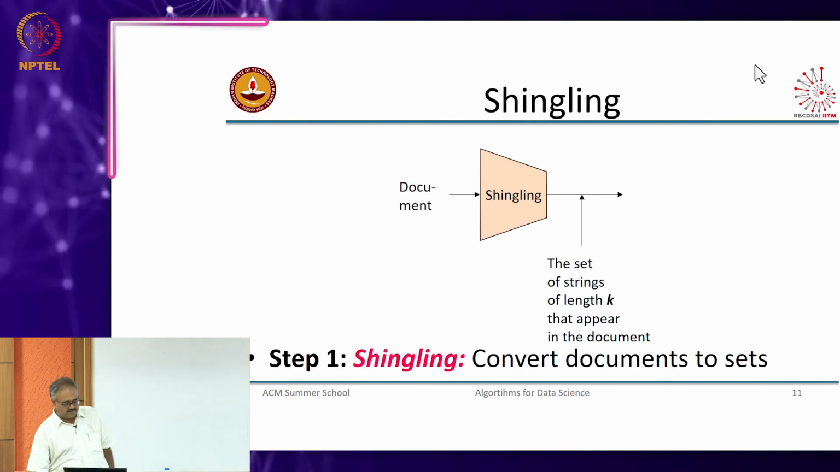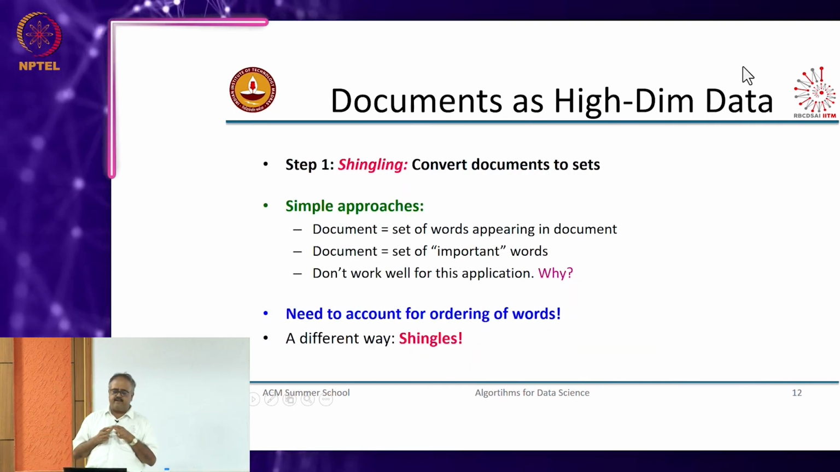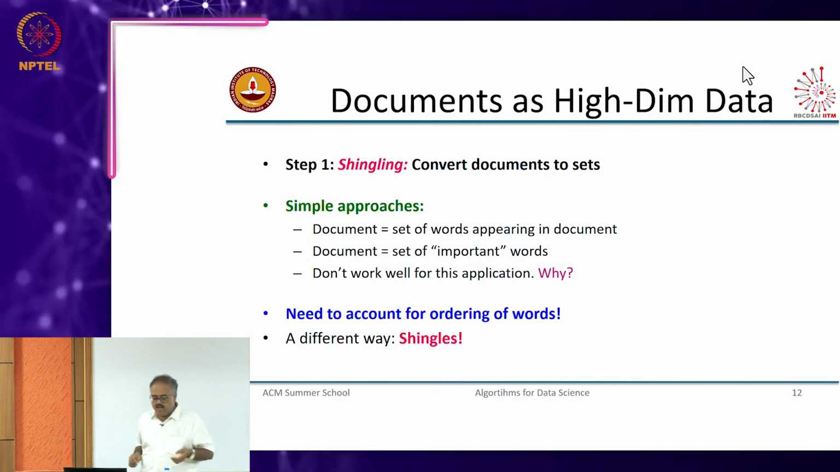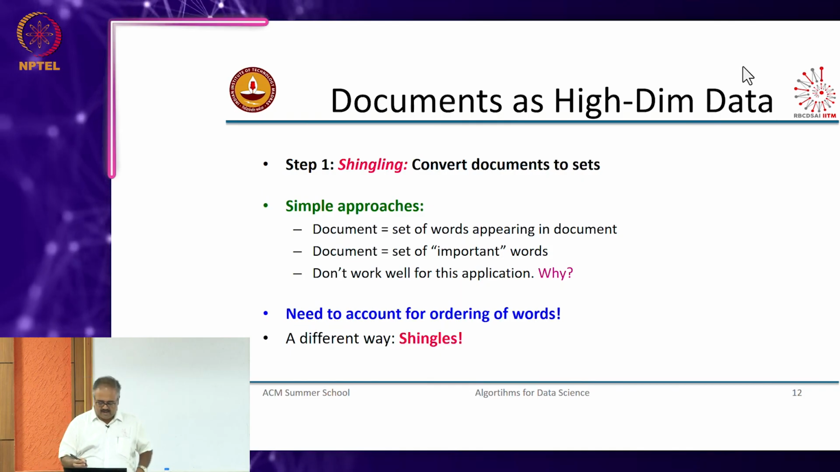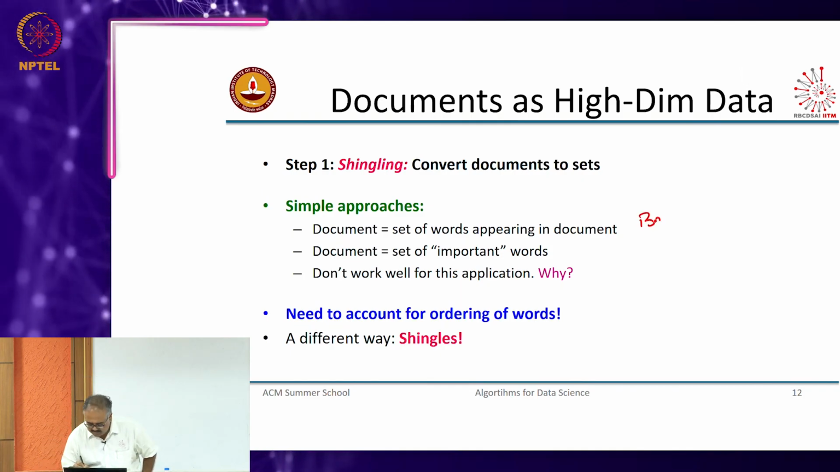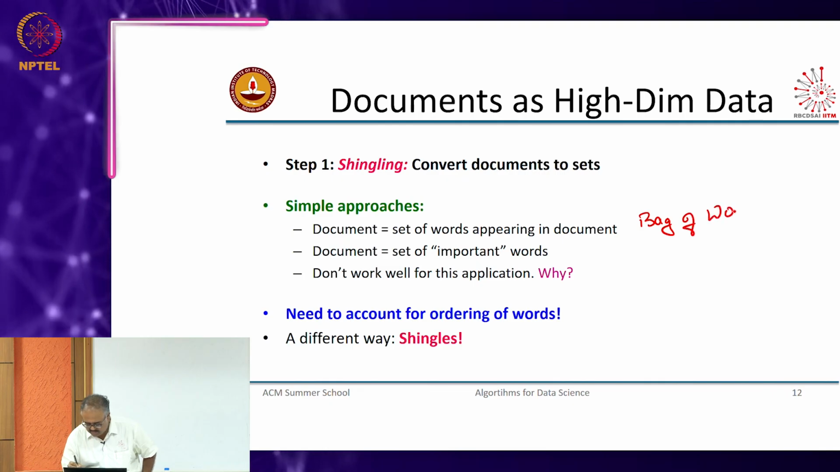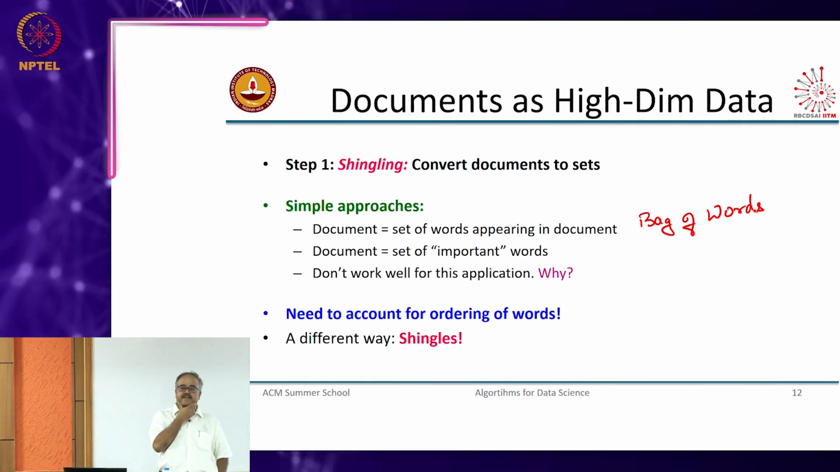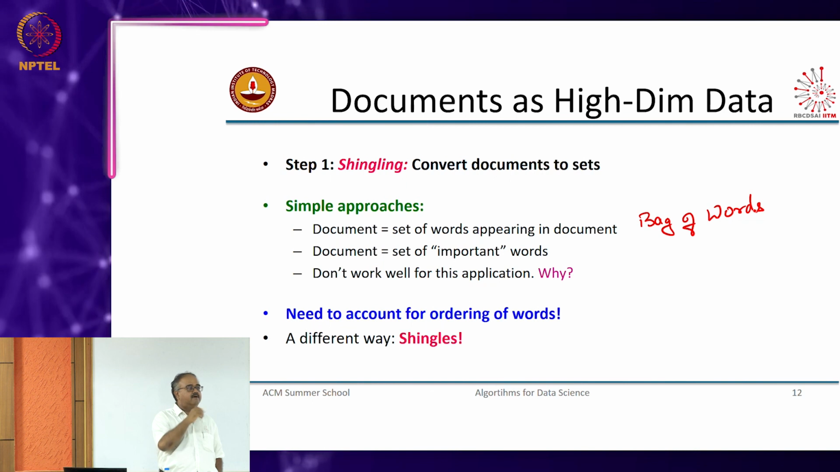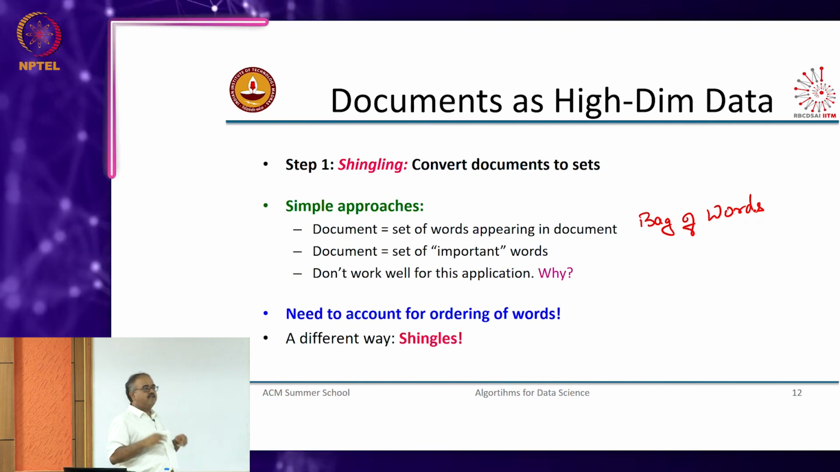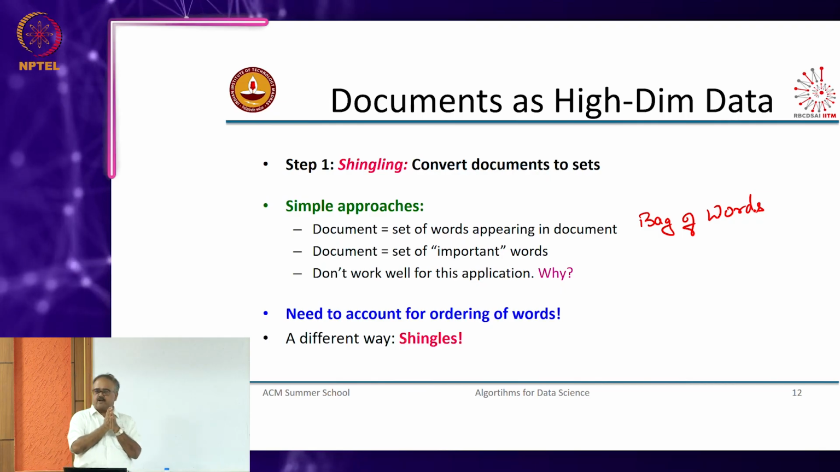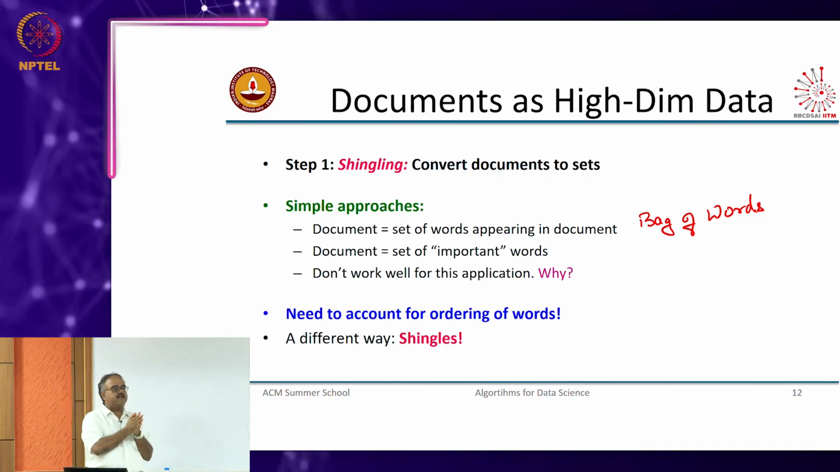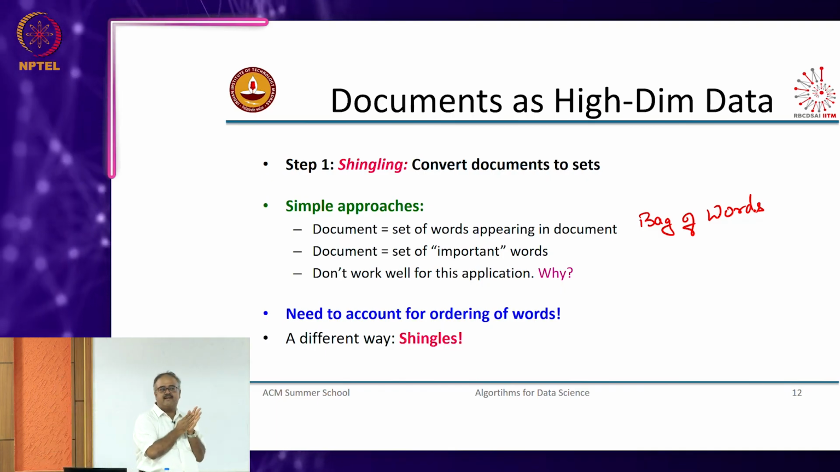So we will start with shingling. There are many ways in which you can convert a document into a set. The most popular of these is called bag of words. Have people come across this phrase bag of words? Okay, 2, 3, 4, yeah. So the idea is that I am going to take all the words that appear in the document, not worry about the order in which they appear, and then I am going to say the document is just this bag of words. So that is basically a set representation.